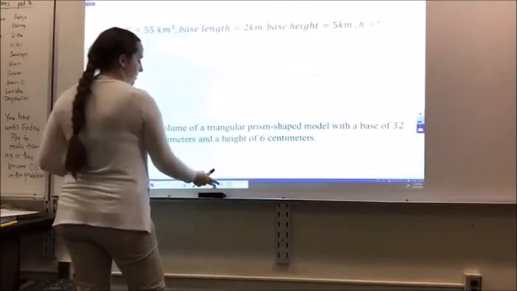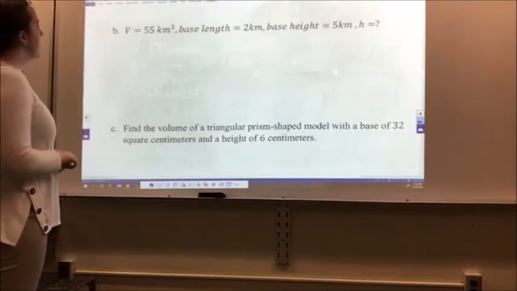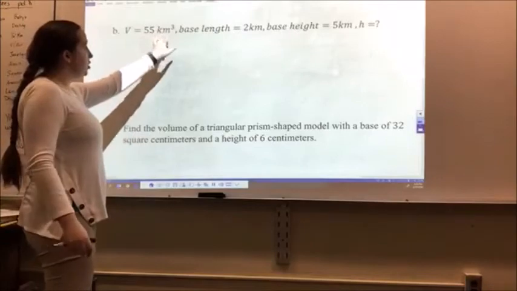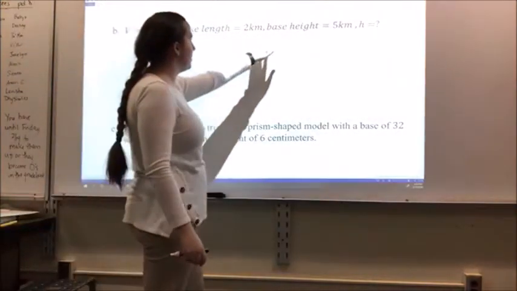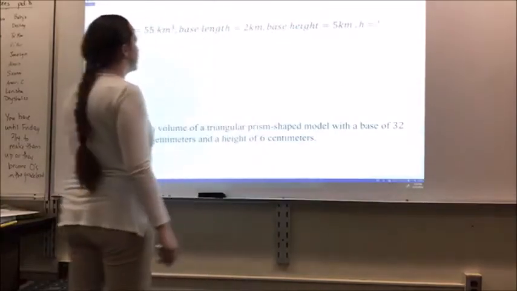Alright, sometimes they'll give you what you're missing, and they won't actually give you a picture. So in this case, they gave me V equals 55 kilometers cubed, my base length is 2 kilometers, my base height is 5 kilometers, and I need to find the height.